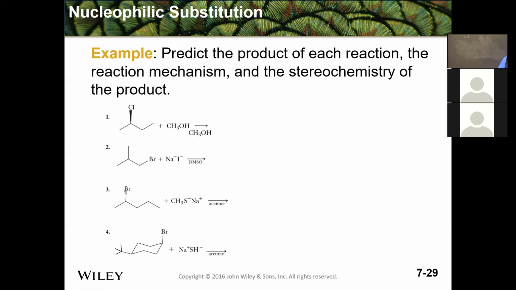Sodium iodide is a good nucleophile. That also is going to promote SN2. And DMSO was one of our aprotic solvents. So all of those things will favor SN2. So this one will be SN2.